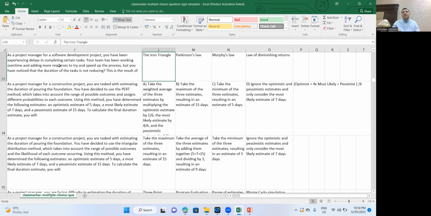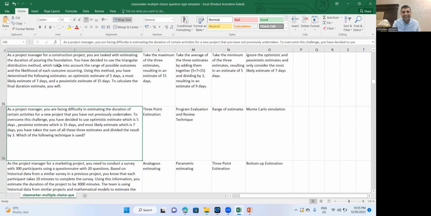Law of diminishing return, I said that you won't be able to reduce the duration by adding more resources after a certain point. Yes, you can reduce the duration up to one point, adding resources and the job getting done faster, but a point will be reached beyond which if you add more resources, you won't be able to reduce the duration further. So it will be answer D, right? Yes, yes, yes. Okay.